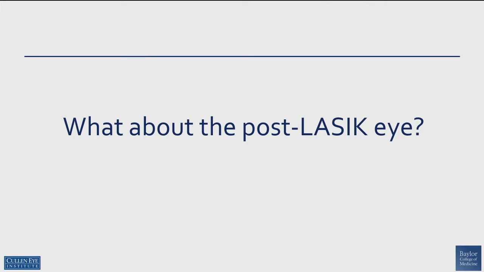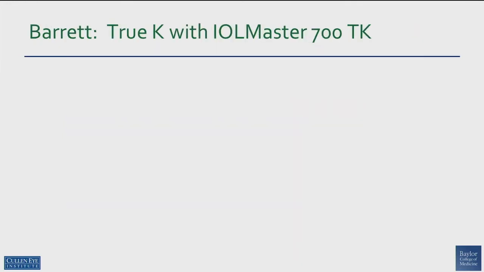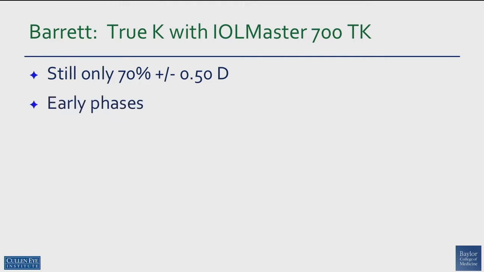Well, what about the post-LASIK eye? We reported in 2015 that the most accurate formula that we saw in eyes with no prior refractive data was the OCT formula, 68% within a half diopter. The Barrett True K, now with the IOLMaster 700 total keratometry, Graham recently reported this at ESCRS, and he got 70% within a half diopter. So we're still bumping our heads against this ceiling of accuracy.